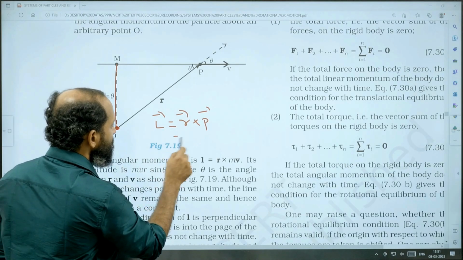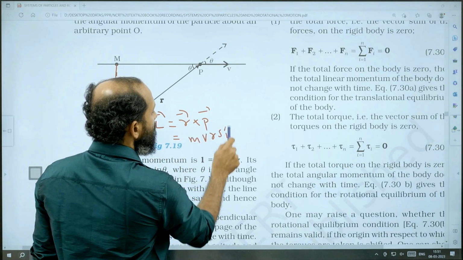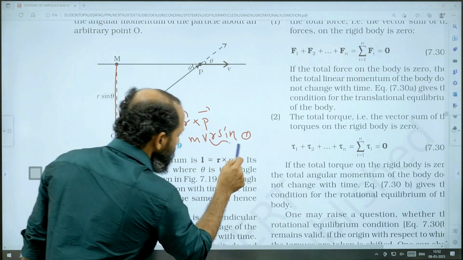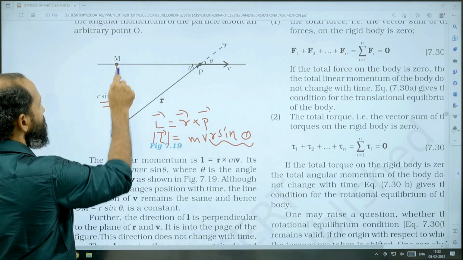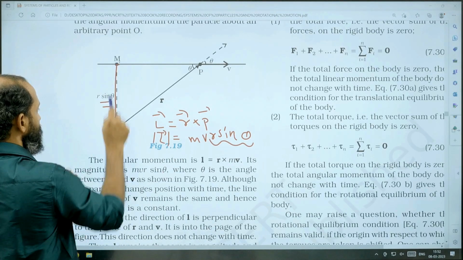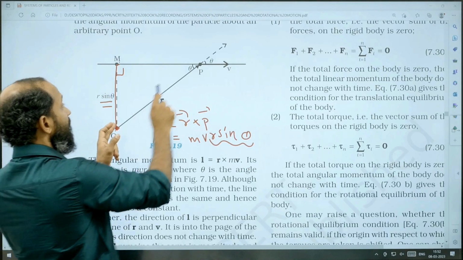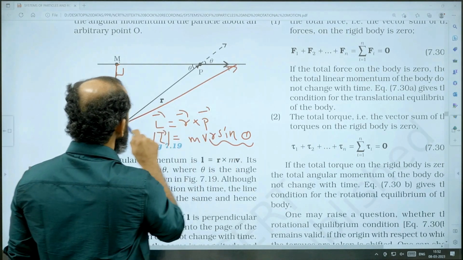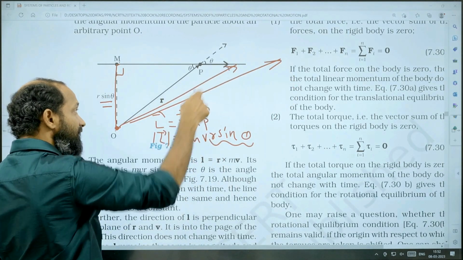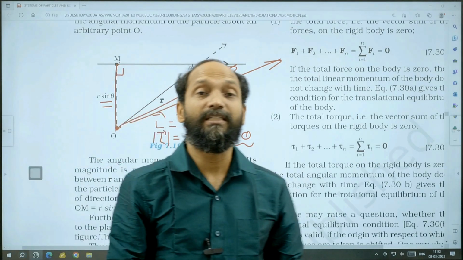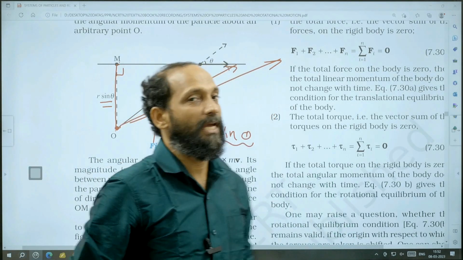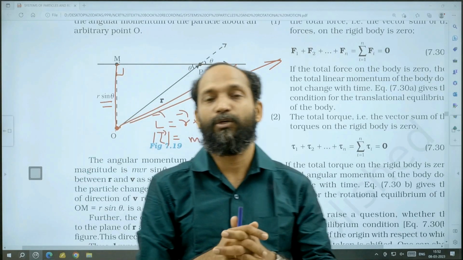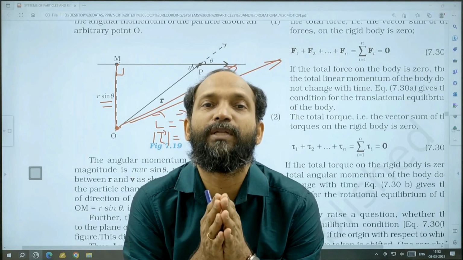but that is incorrect, because it can be measured numerically as m v r sin theta. Here r sin theta is a constant. r sin theta is the perpendicular distance between O and the line of motion of m. That is a constant. That is why, when r increases, the value of theta decreases, so that r sin theta is kept constant. That's why the angular momentum vector is constant in its magnitude as well as direction.